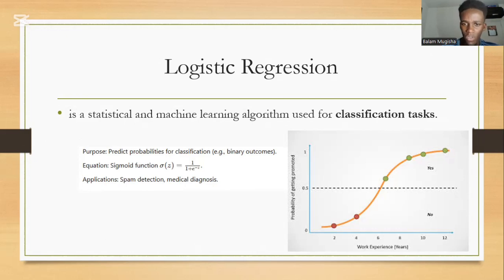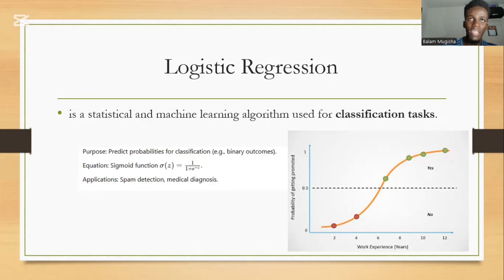And this could be the pictorial representation. We have maybe work experience and predicting getting promoted. So the more work experience you have, the more chance of being promoted. And this is always, how do I explain? It's like probability, because it ranges from 0 to 1. So if you have more than 0.5 probability, then you're going to have a chance of being promoted. If you have less than 0.5 probability, then you have chances of not being promoted.